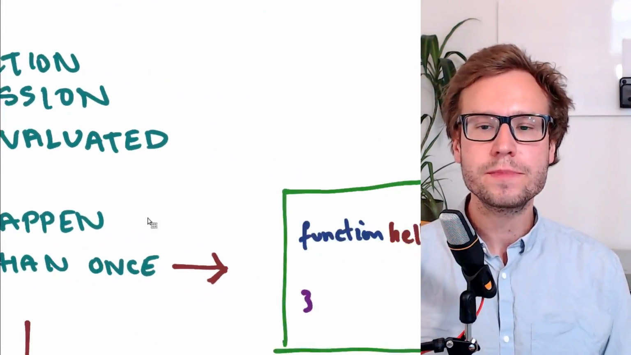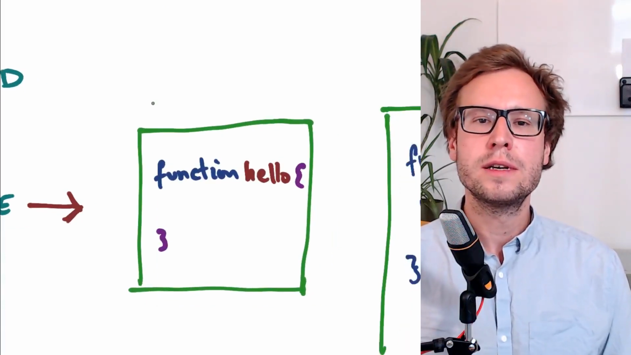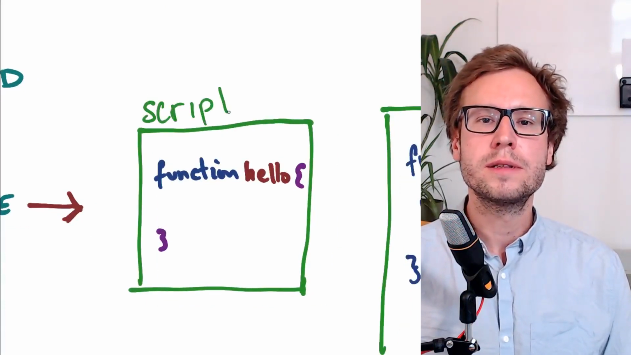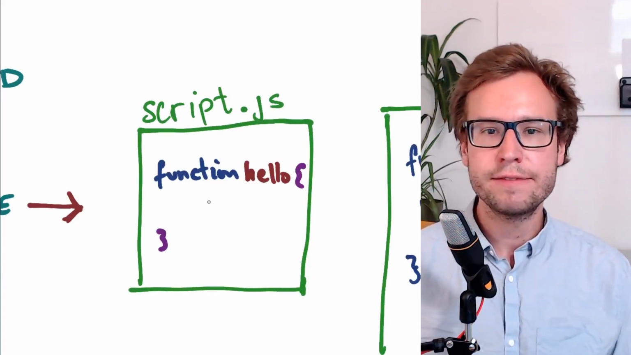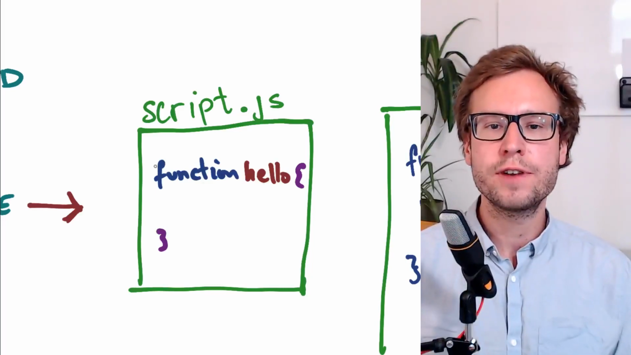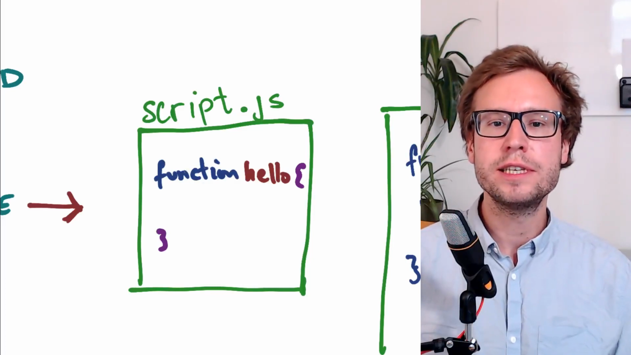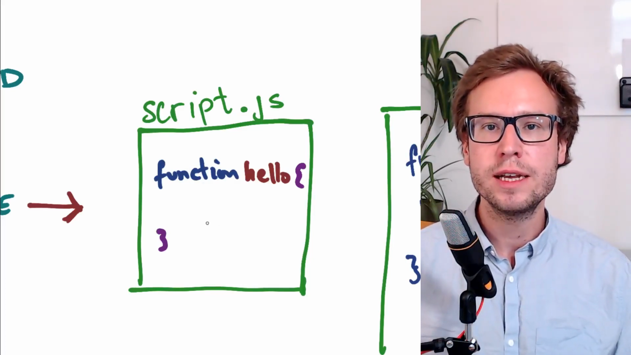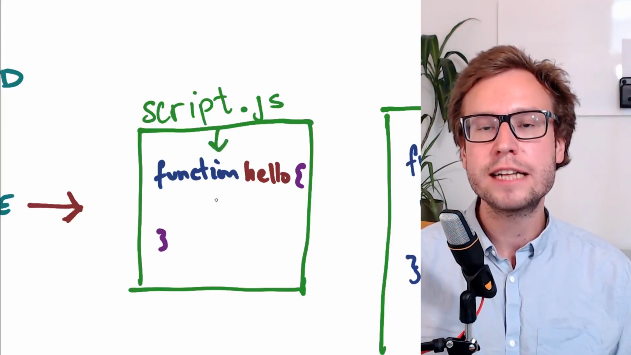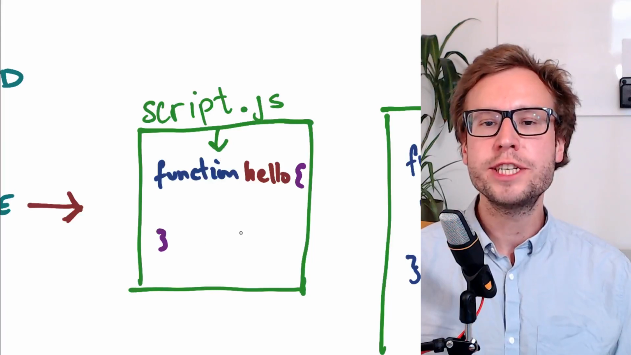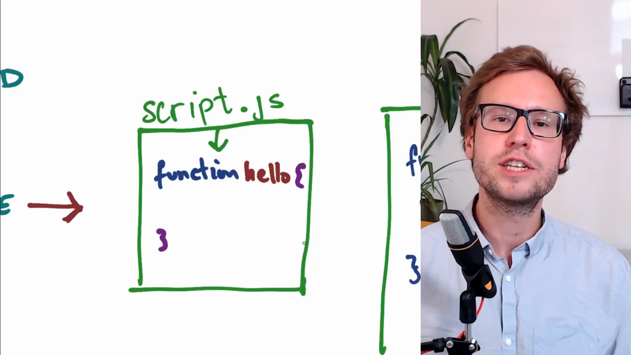Let me explain. You might think, well, okay, I have a script here. Suppose this is my script, called script.js. And in this script, I have a function hello. This is a function expression. Now, when I run this script, what's going to happen? The function expression is going to get evaluated. As my script is evaluated from top to bottom, it's going to reach this expression, evaluate it, and that's the moment of function creation.